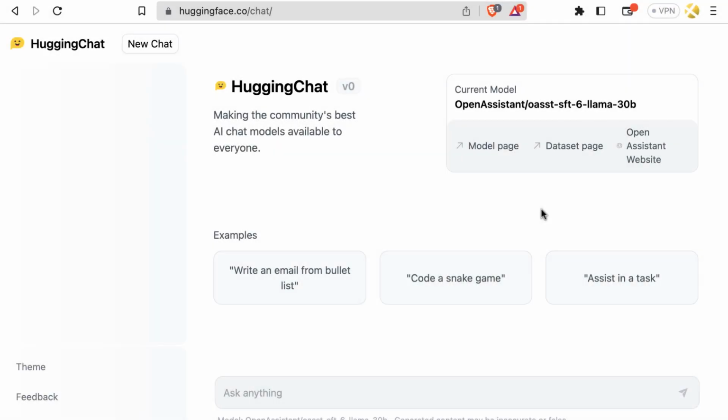Okay, so in this video, we're going to be investigating HuggingChat. You can find this at huggingface.co/chat. Currently there's only one model here. It's from Open Assistant and it's based on Llama.